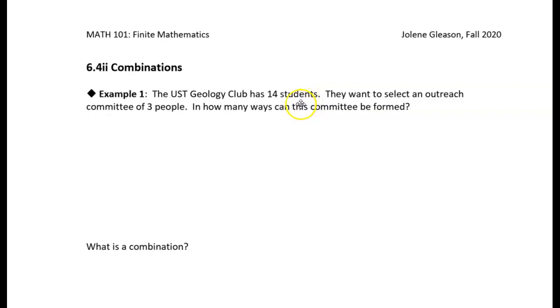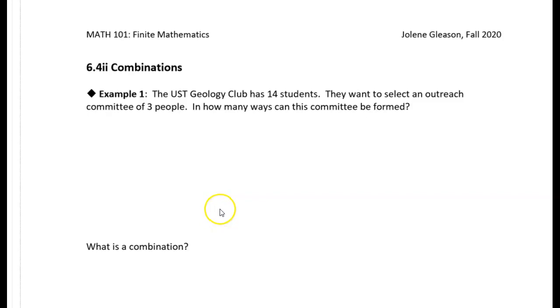All right, in example one, it says that the University of St. Thomas Geology Club has 14 students, and they want to select an outreach committee of 3 people. In how many ways can this committee be formed? All right, so you might be thinking to yourself, this sounds a bit familiar.